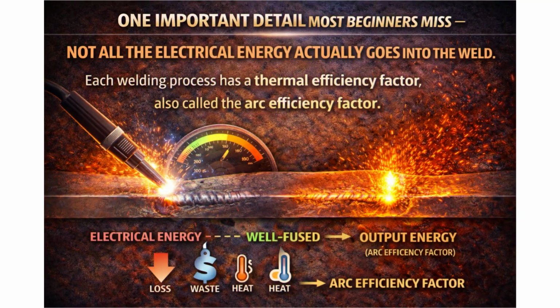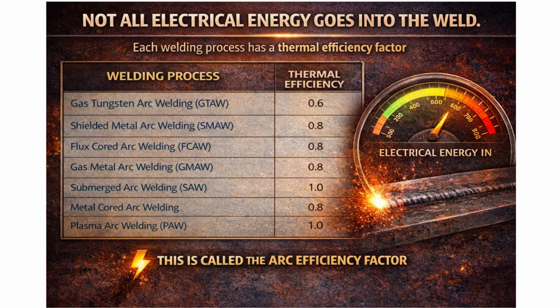One important detail most beginners miss: not all the electrical energy actually goes into the weld. Each welding process has a thermal efficiency factor, also called the arc efficiency factor. Here's something very important: thermal efficiency is not the same for every welding process. For example, GTAW, or TIG welding, has an efficiency of about 0.6. That means only 60% of the electrical energy actually goes into the weld.